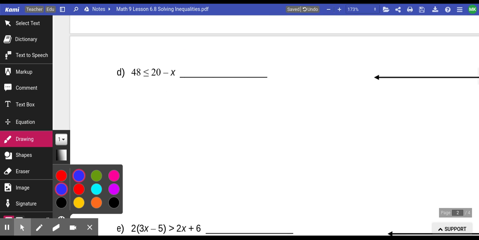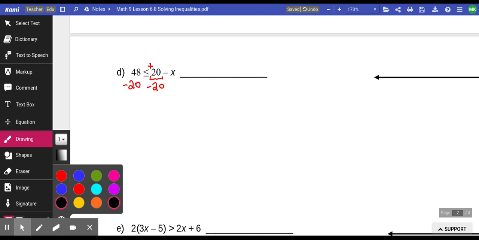Awesome. D. D has x on the right side, so it's a little bit different. But our rules are still the same. We're going to try to get x by itself. To do that, you're going to move whatever's being added or subtracted to it. In this case, we have this invisible plus 20. So the opposite of plus 20 would be minus 20, and I'm going to subtract 20 from both sides.